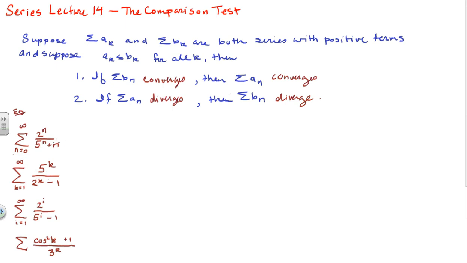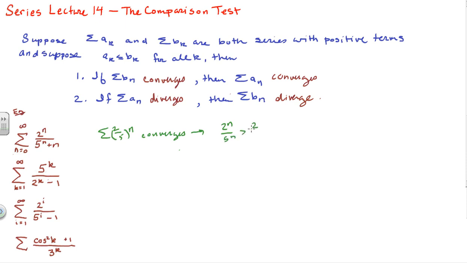For both of these comparison tests, the big issue is trying to figure out what series to compare it to. Let's look here. This looks an awful lot like a geometric series. So let's compare it to the series 2/5 to the n. Does that converge or diverge? That converges, because it's a geometric series and 2/5 is between -1 and 1.